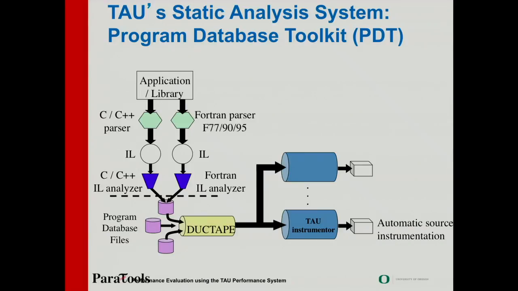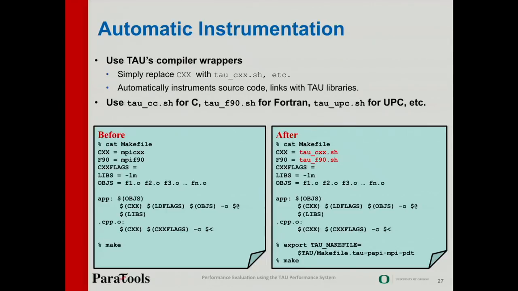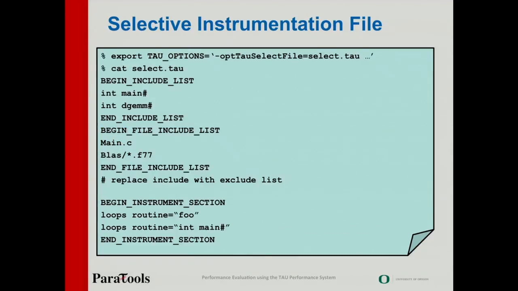PDT is what is used to instrument your source code. You can specify an instrumentation specification file to the instrumenter. It reads the source files, and then it generates an instrumented copy where you can compile the code. So here is the workflow without TAU, and then you can just change the compiler names, export a TAU makefile, and then build your code. You can specify an optional instrumentation file which can include or exclude files or routines, or even instrument routines at the loop level.